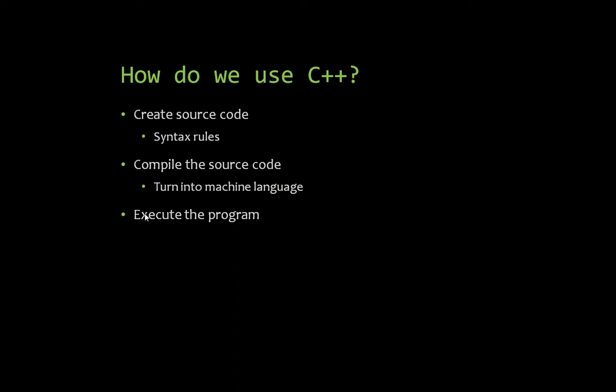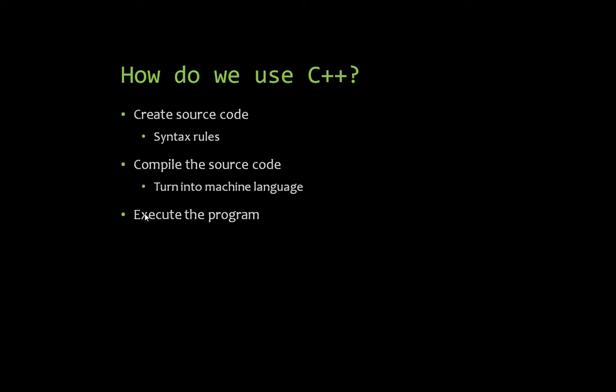program. And when we create source code, we have to follow a certain syntax, or certain rules of the C++ programming language. So we use that syntax to create the source code, and then after we create the source code, we compile that source code. And when you compile source code, you're turning your source code into machine language.